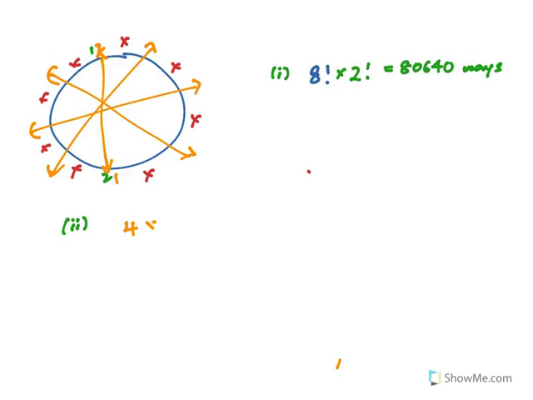They can also swap places, so it's 4 times 2. Then arranging the other people, the red color crosses, will be 7 factorial because there are 8 units, and the total answer comes out to be 40320 ways.